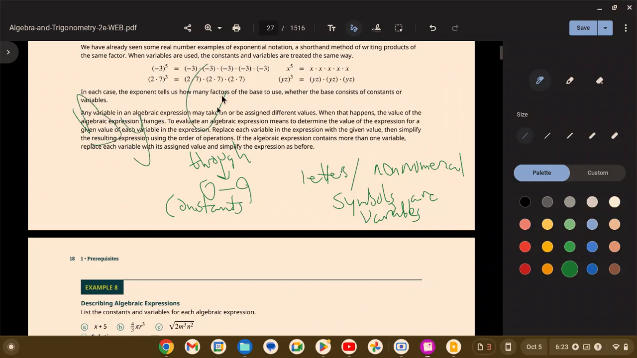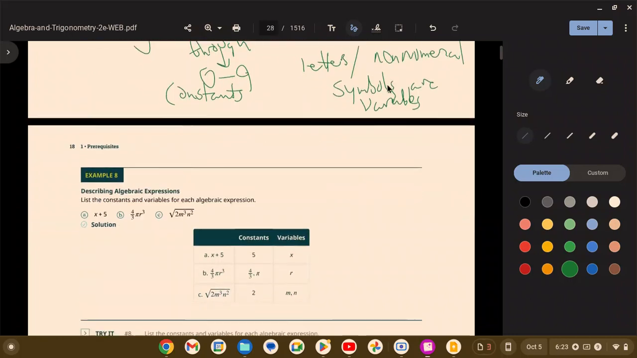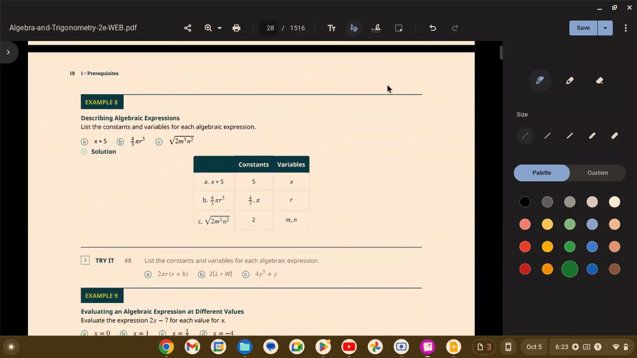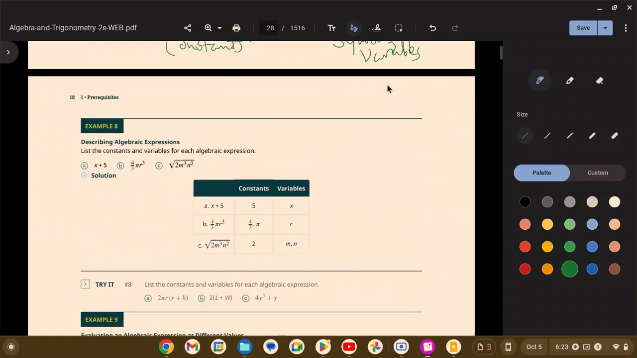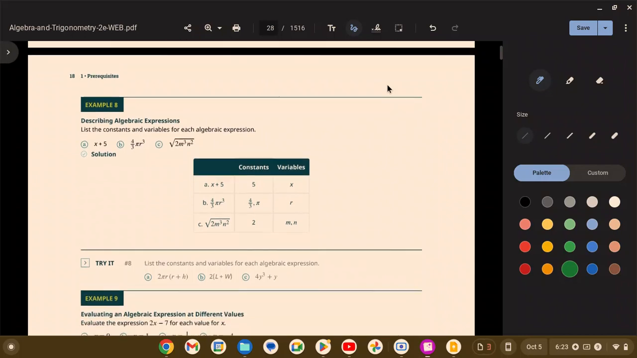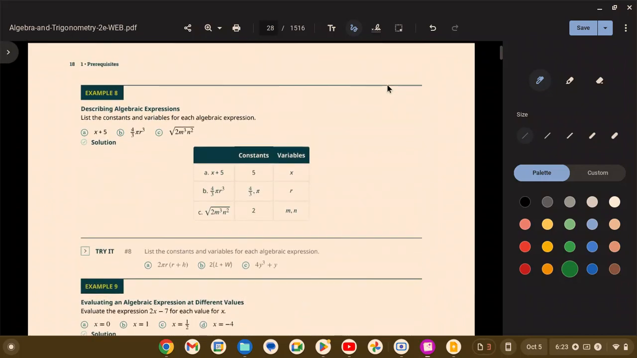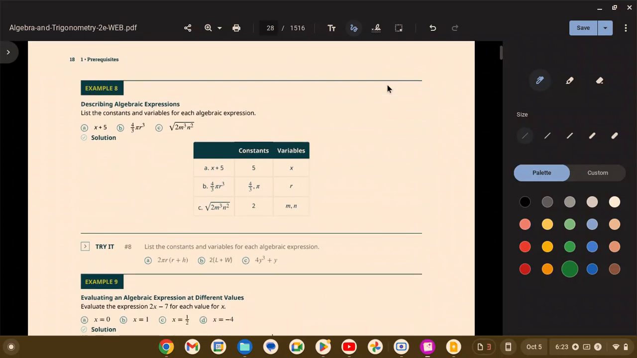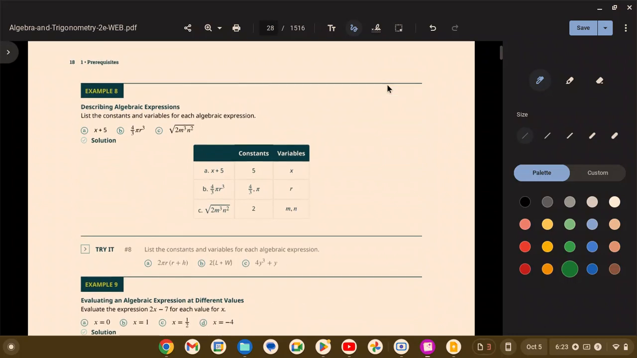By convention, the choice. If I wanted to, I could throw down the number 9 and say, oh, this is a variable 9. But I don't need to really do that. So 4/3 pi is constant, 5 is constant, 2 is constant, and then the m's, the x's, the r's, those are all variables. Okay. Example 9, evaluating an algebraic expression at different values.